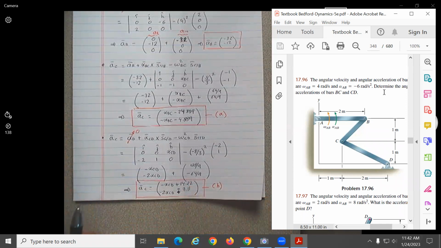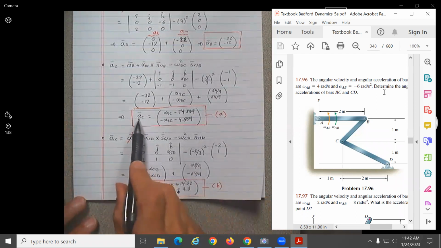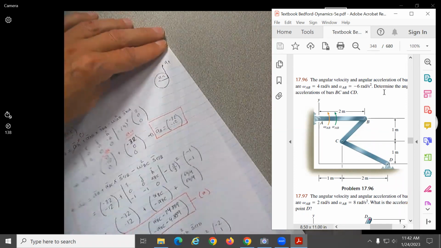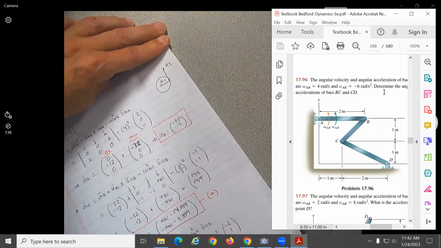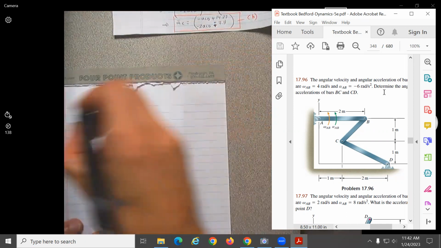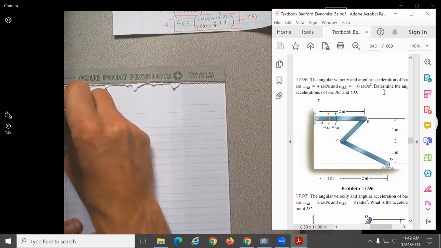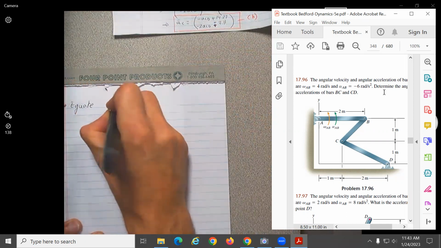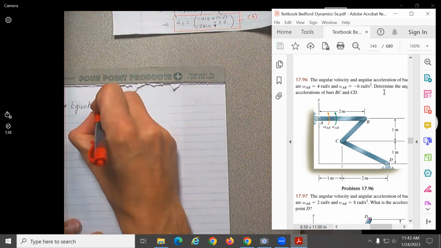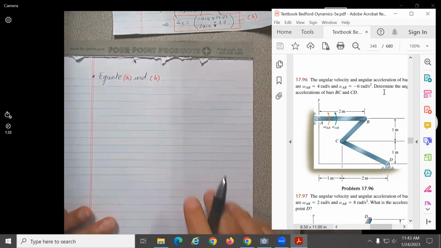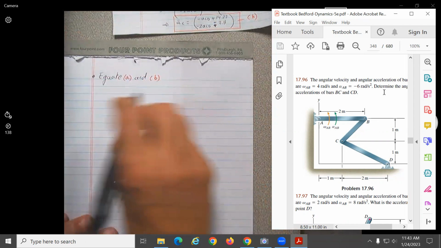Okay, now what should be the last step? We're going to equate the two to each other because they represent the acceleration of the same point. So last step, equate A and B.